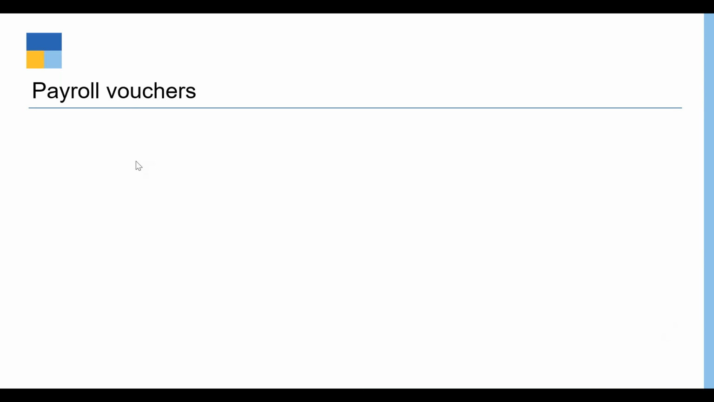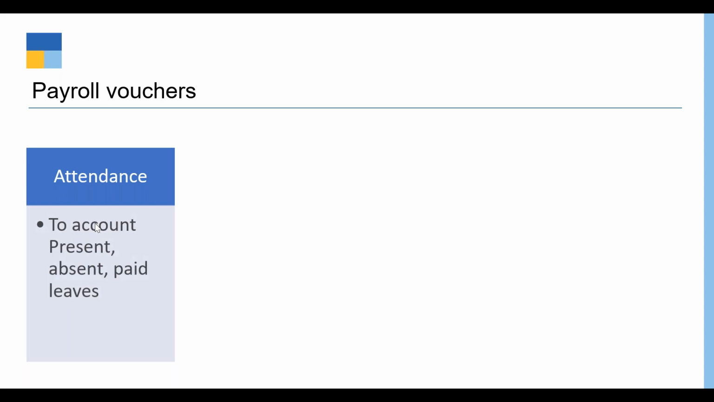So once the masters are ready, we will be recording the payroll vouchers. The first payroll voucher we record is attendance voucher, right? Basically attendance voucher, we will be recording it to account present, absent or paid leaves, so that you will be able to generate the attendance register for the employees at any point in time, so that you will be able to track how many people are absent in this particular month. So all those analysis you will be able to do. So in order to do all those type of analysis recording, you need to create the attendance voucher.